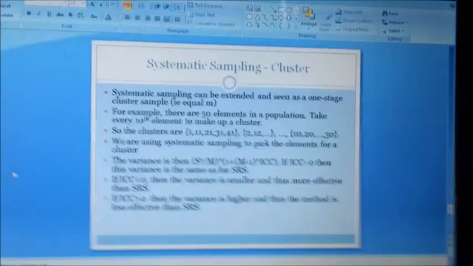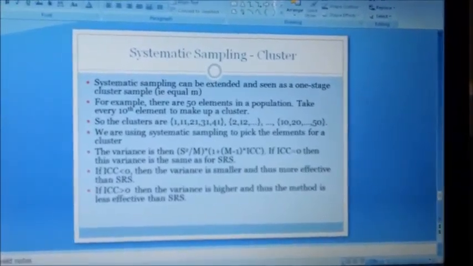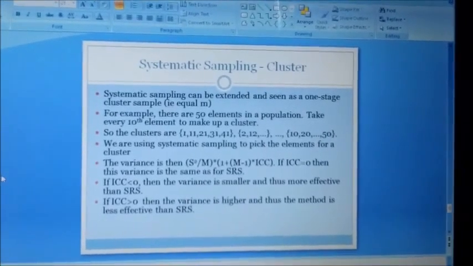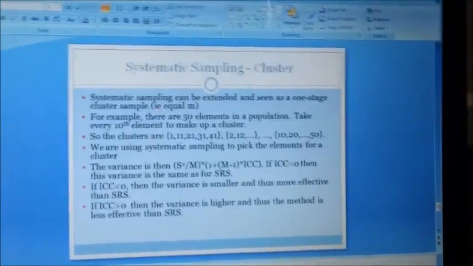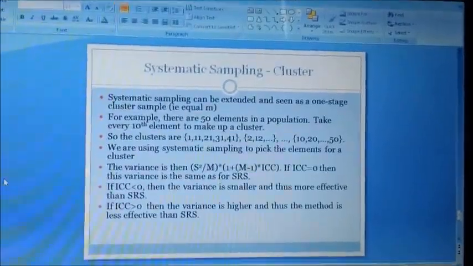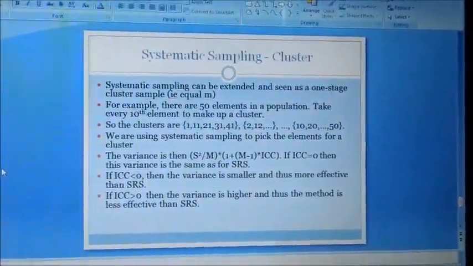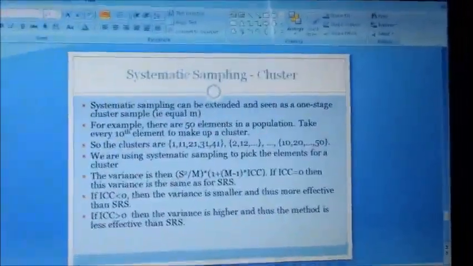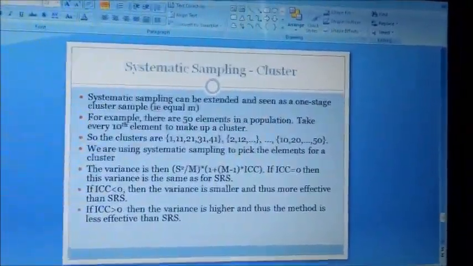Last of all, if the ICC is less than 0, then the variance will become smaller, meaning that this method is more effective to use than simple random sampling. If the ICC is greater than 0, then the variance will be higher, and this method is clearly less effective than simple random sampling.